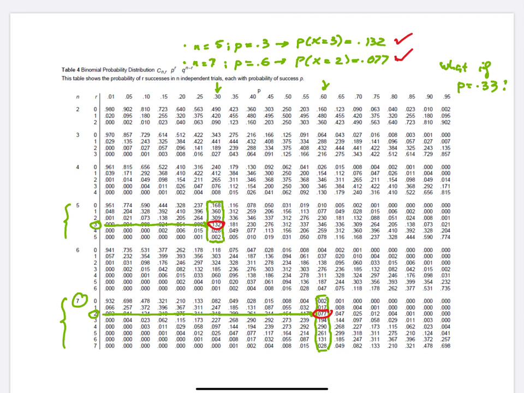In this video, we looked at the binomial probability function. We looked at how we use that formula to find the probability of a binomial random variable, and then we learned how to use the binomial probability distribution table to find probabilities for a binomial random variable as well.